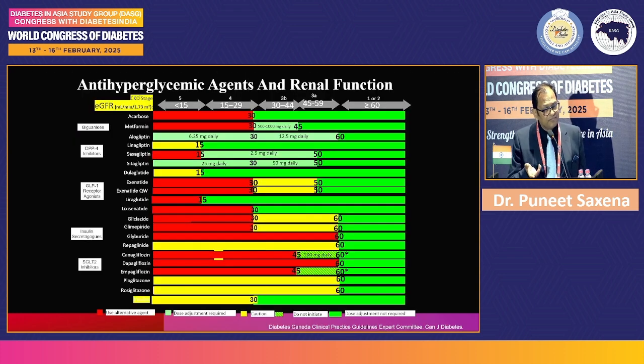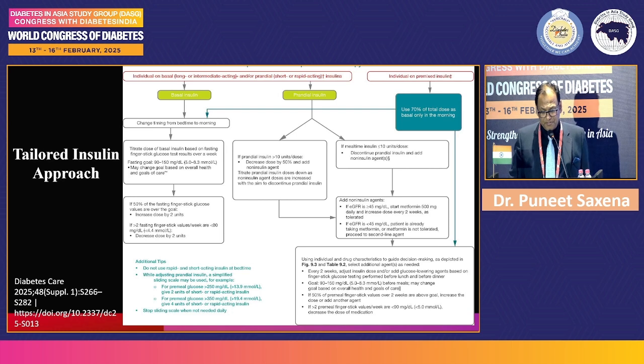And this table is given everywhere. We all know about it, but we should remember it while prescribing, or rather escalating or de-escalating the treatment in the geriatric population. And finally, a tailored insulin approach. If somebody is on basal insulin, please switch him from bedtime to morning insulin. Don't inject at bedtime. And somebody who is on premixed, try to shift him to basal insulin along with a drug which does not have a potential to cause hypoglycemia, like gliptins.